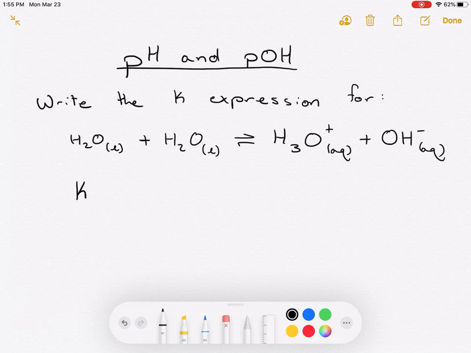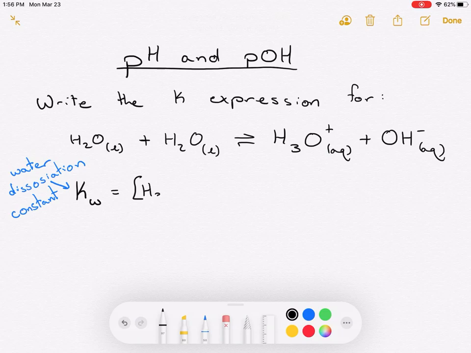Remember, the subscript we put on the K can change. This is going to be KW. As a side note, this is the water dissociation constant. I'm not sure if I spelled that right. Oh well.